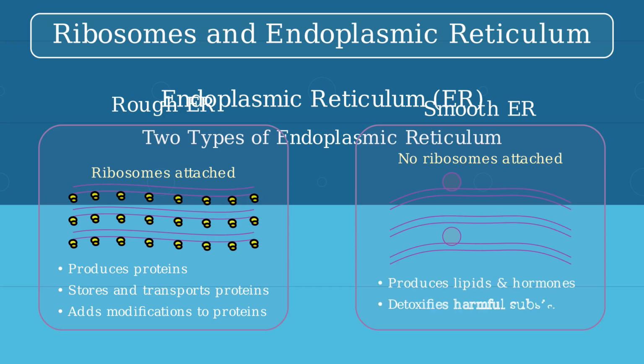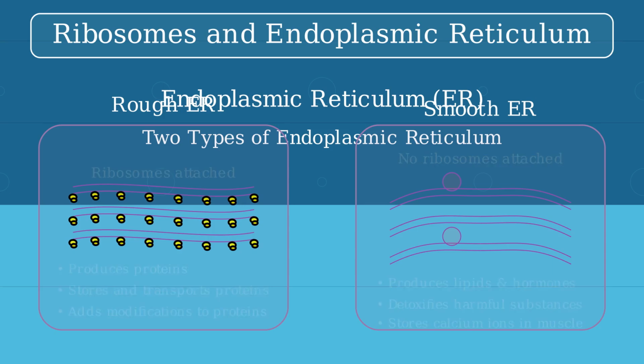The smooth ER is responsible for producing lipids and steroid hormones, detoxifying harmful substances, and storing calcium ions in muscle cells. Together, ribosomes and the endoplasmic reticulum form an essential protein production and processing system in eukaryotic cells.